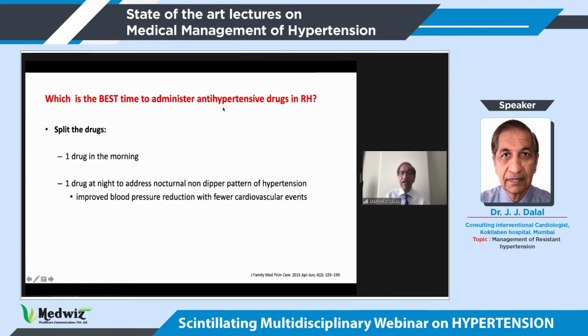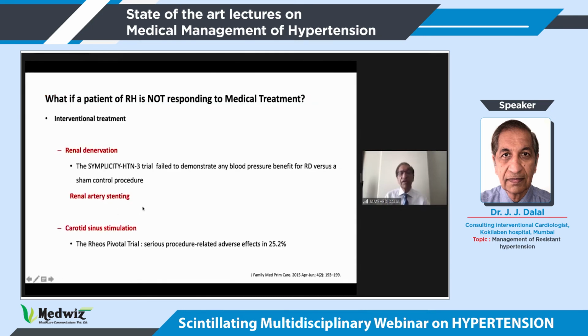Again, there is a question of administration. We all know that RAS blockers are better in the evening. We all know that those who are not dippers and who have a rise of morning blood pressure, it is better to give them an evening dose. So again, you can take one of the combination pills and give it at night or in the late evening, and one in the morning, particularly with the diuretic. So you can split the drugs in order to get better compliance and better effects, especially in those who have nocturnal hypertension.